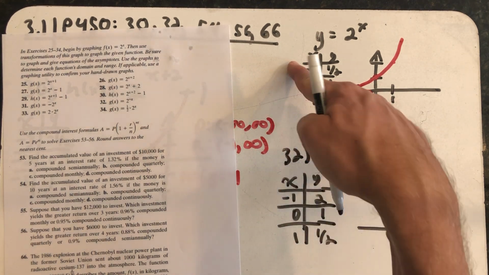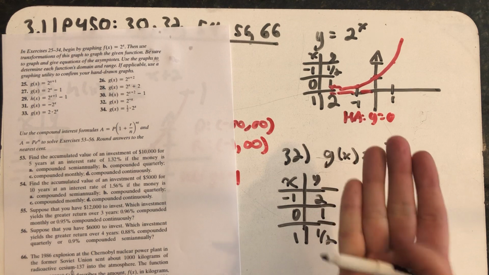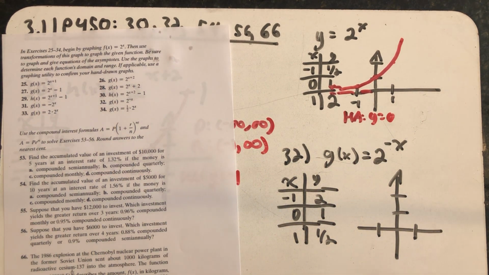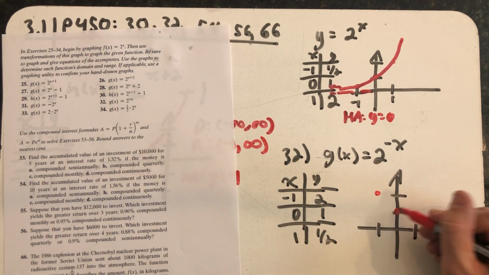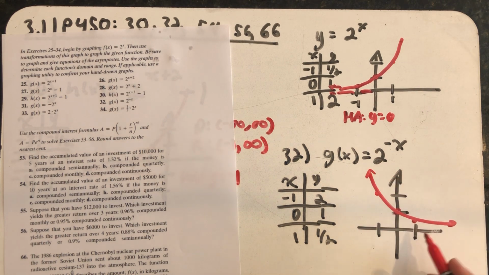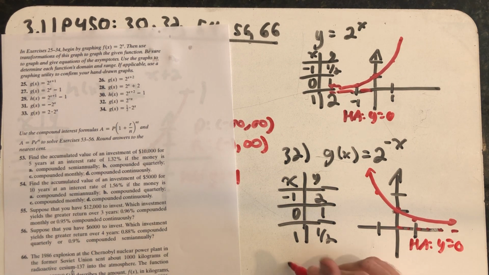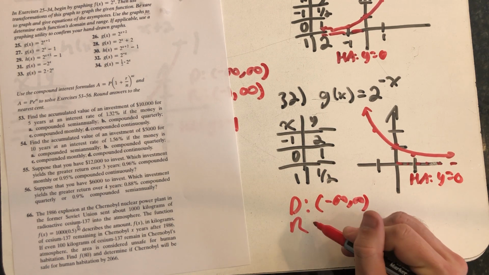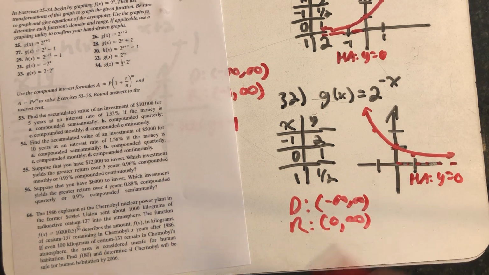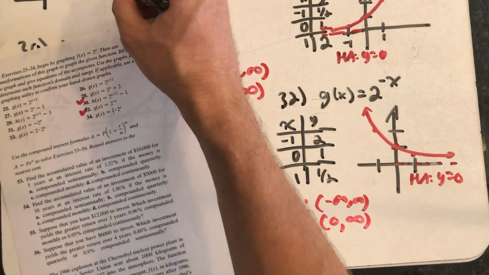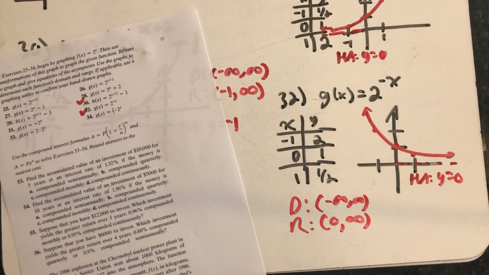Well, what used to happen at minus 1 now happens at 1. We have seen that reflection. And there's the graph of that function with a horizontal asymptote at y equals 0. The domain, again, all real numbers, and the range this time from 0 to infinity. Well, let's see, we've done 30 and 32. Next up, we're going to do problem number 54.